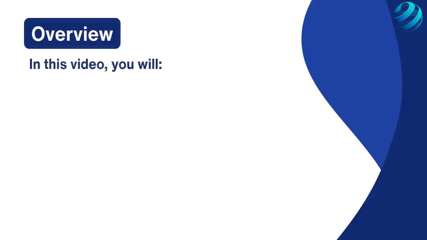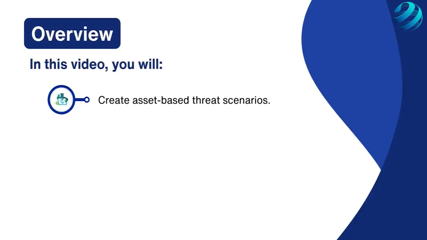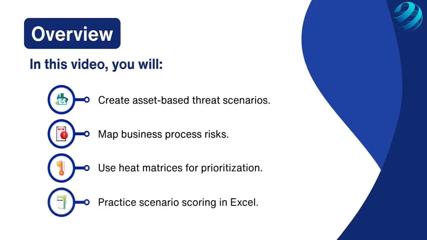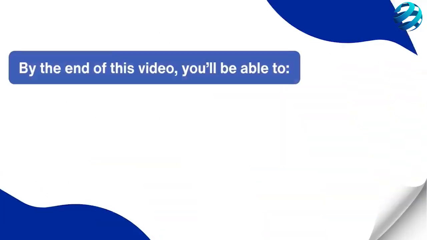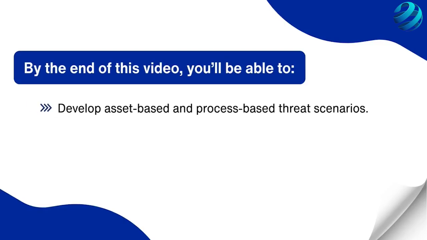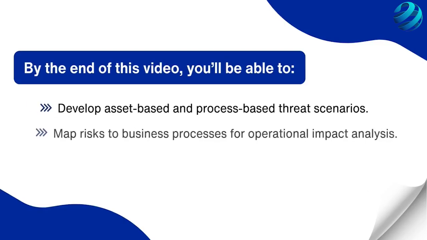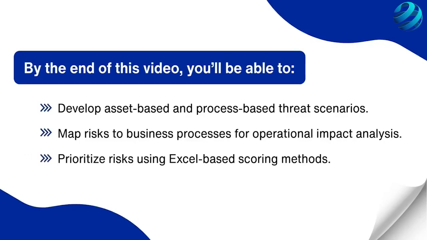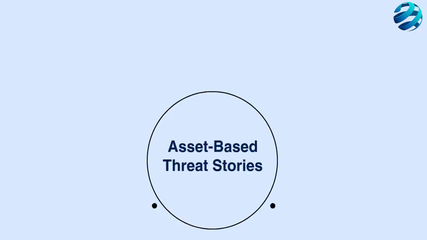In this video, we'll create asset-based threat scenarios, map business process risks, use heat matrices for prioritization, practice scenario scoring in Excel. By the end of this video, you will be able to develop asset-based and process-based threat scenarios, map risks to business processes for operational impact analysis, prioritize risks using Excel-based scoring methods.